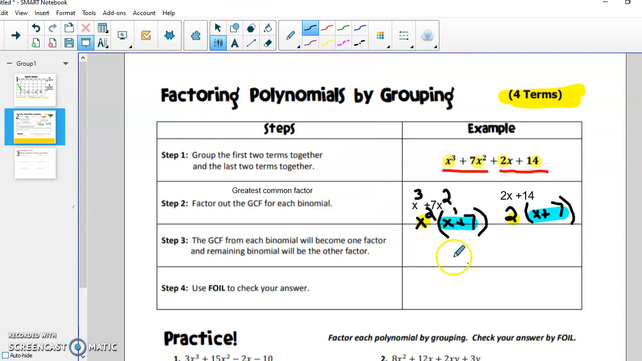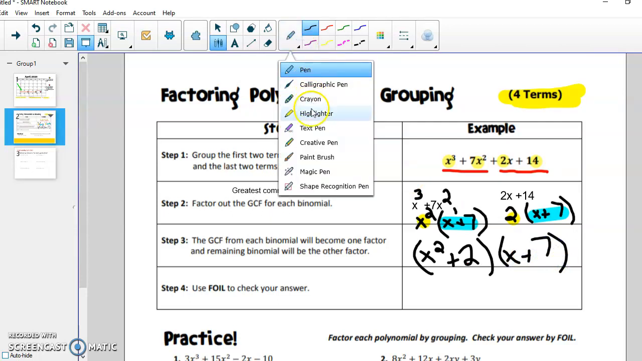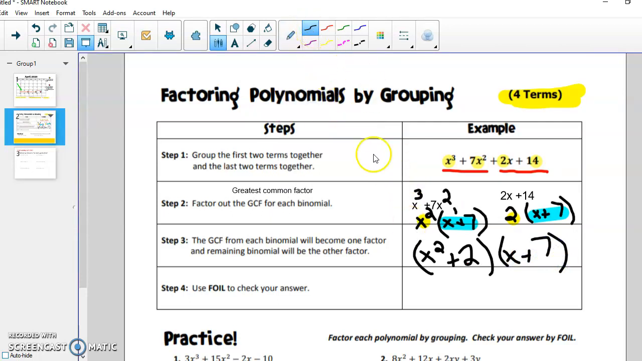So our factored out solution is x squared plus 2 and x plus 7. Where did I get those values from? A reminder, the x squared plus 2 came from the outside parts of my parentheses, and the x plus 7 came from the inside of my parentheses.